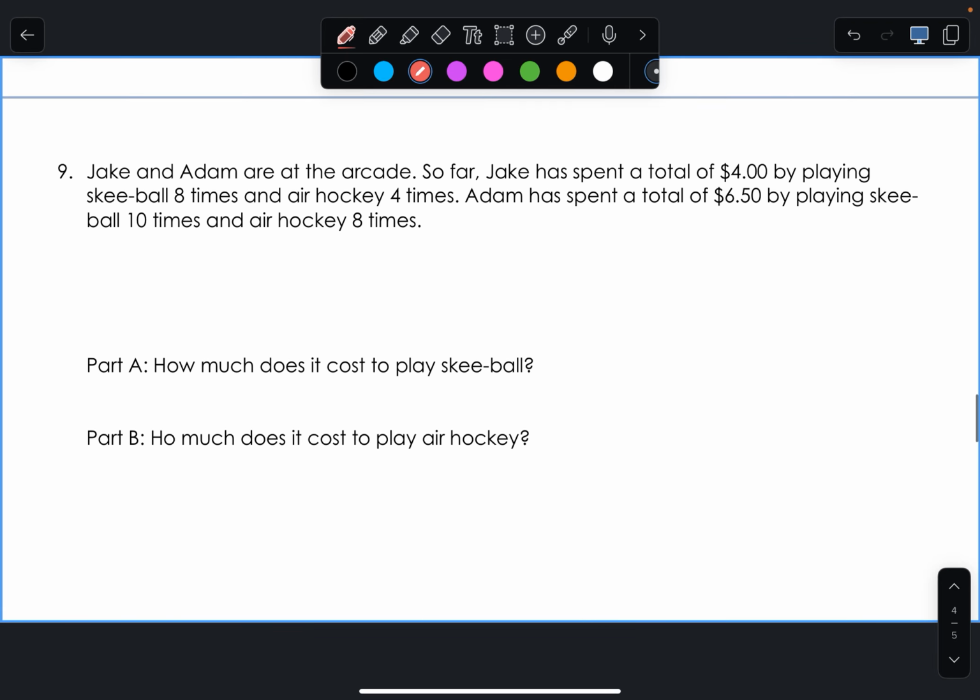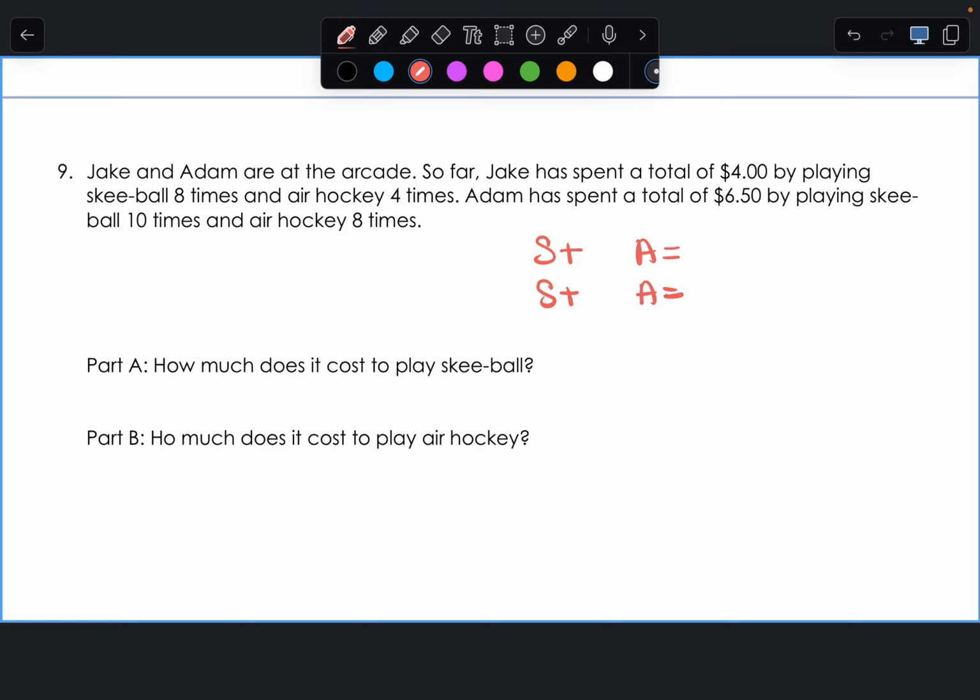Okay, number 9. Number 9 is a regular system. We're going to write these in standard form. What are my 2 variables? Not Jake and Adam. Think about it. Skee-ball and air hockey. It is skee ball and air hockey. So skee ball, air hockey, make your S's SK so you don't confuse them for a 5.